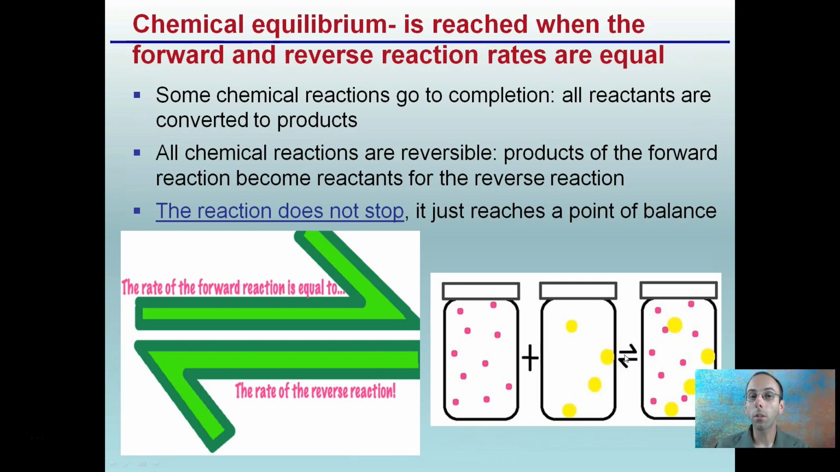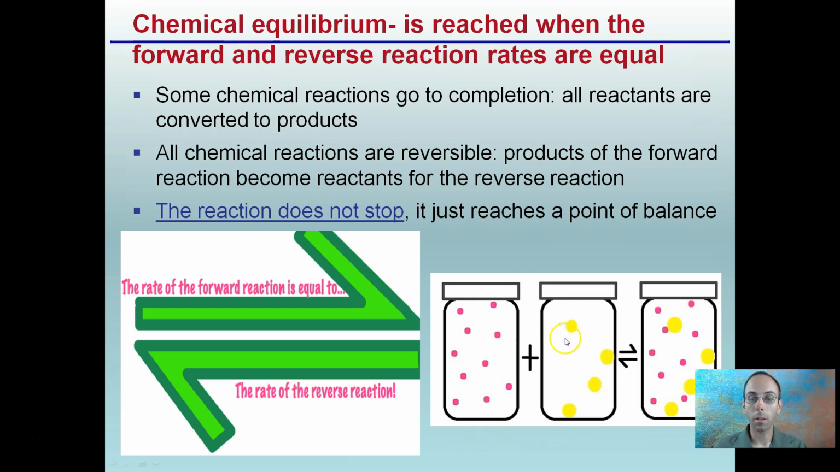Some chemical reactions go to completion where all reactants are converted into products. That's what we saw in the previous slides. However, all chemical reactions are reversible. The products of the forward reaction become reactants of the reverse reaction. In chemical equilibrium, the reaction actually doesn't stop. It just reaches a point of balance.